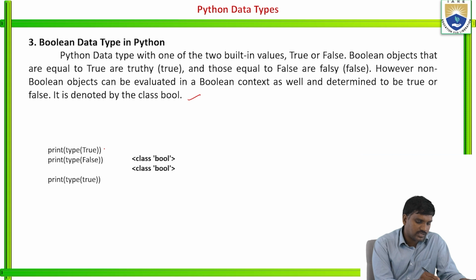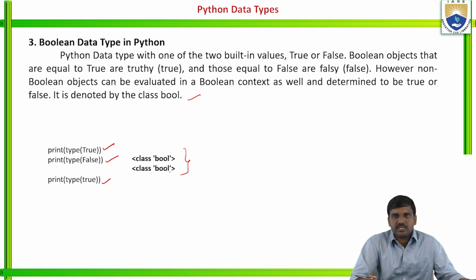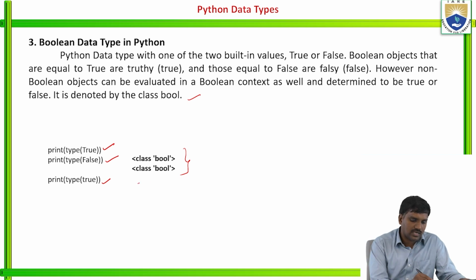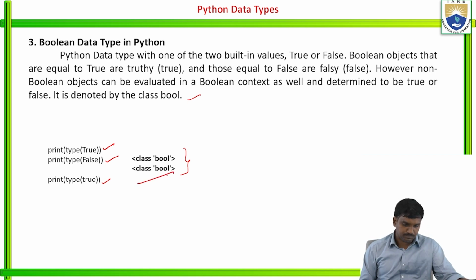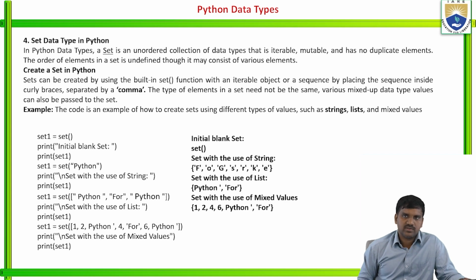So print type of True, print type of False, print type of True. It can print the class, whether it is a Boolean, a tuple, or a dictionary value. Whatever it is, it can print the class, here the class bool. Next is set data types available in Python.